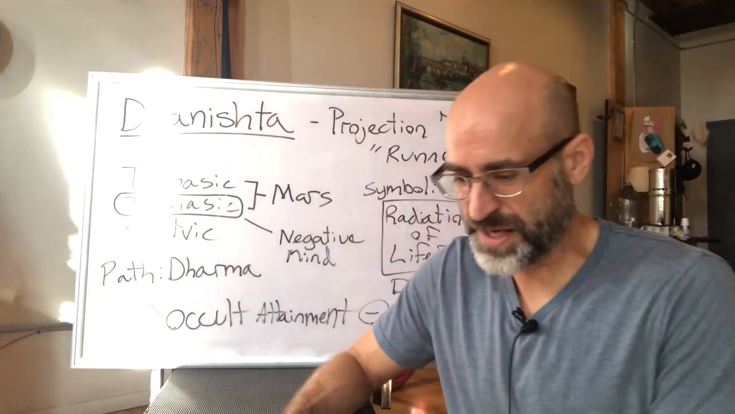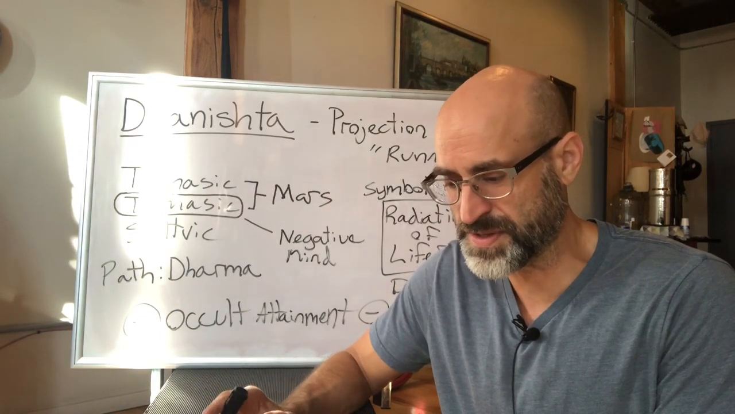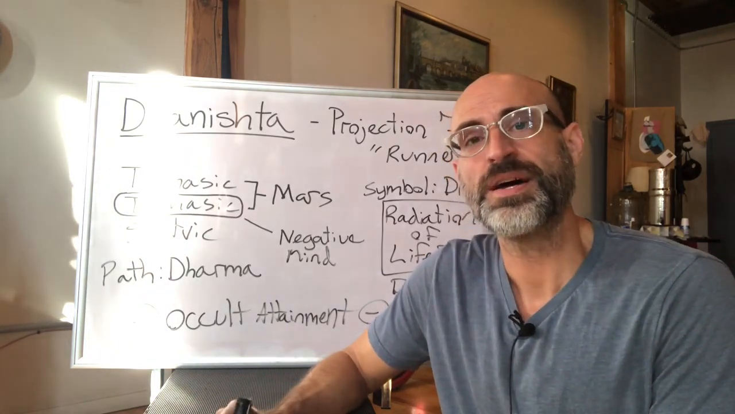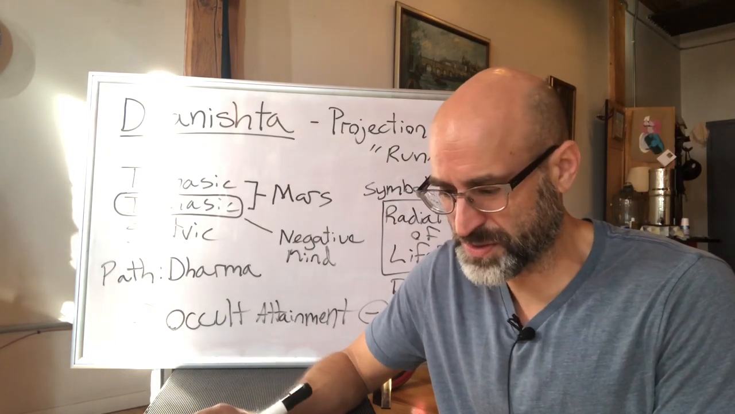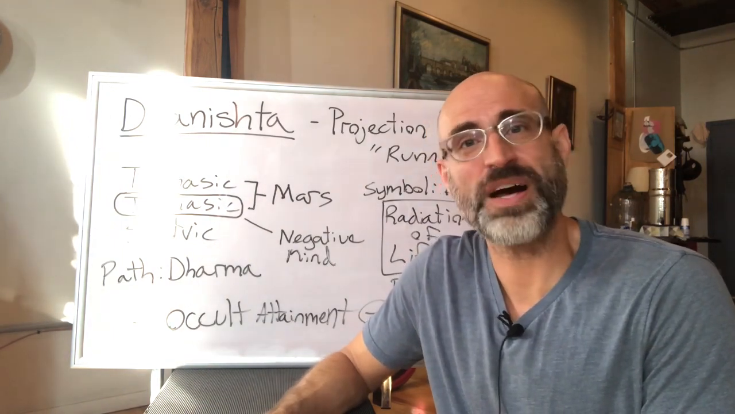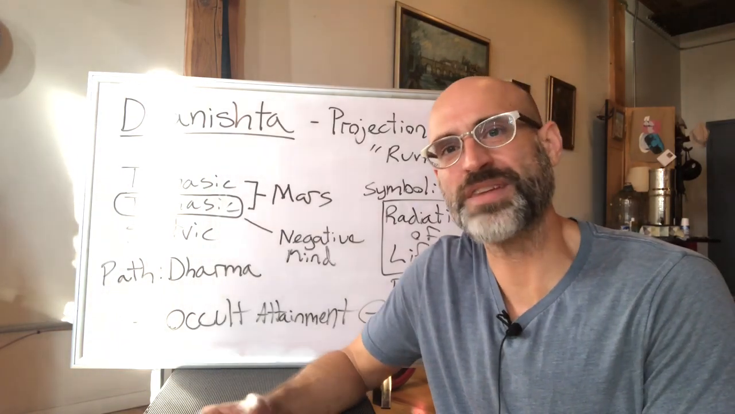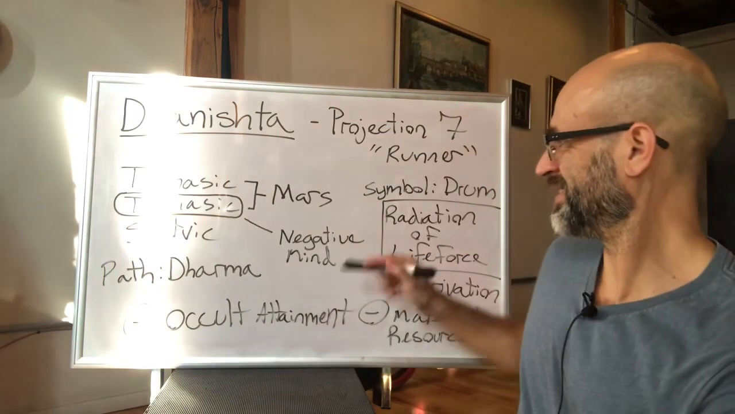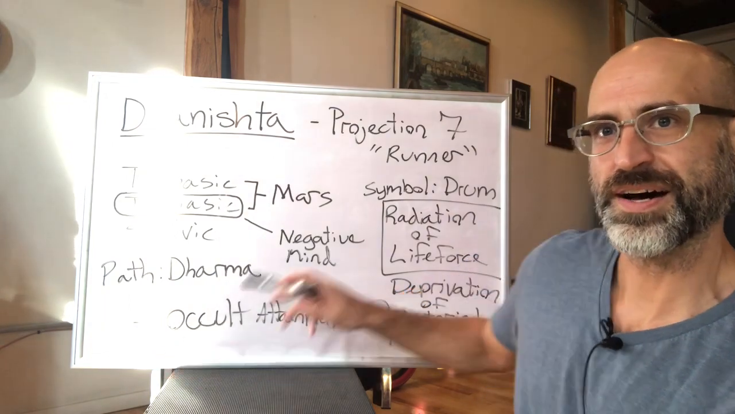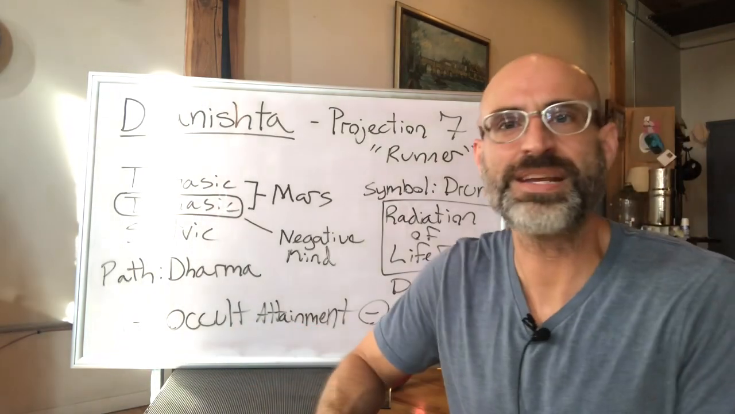So very radiant. And the gods associated with this, and I have to admit I don't entirely understand the gods associated with this, there are 8 of them, and they're all called generically the Vasus, V-A-S-U-S. How these are described is that they are the gods of light, or the personification of cosmic energy. So the gods of light is the highest expression of Dhanishta. The positive expression of Dhanishta, outside of the radiation of life force, is this occult attainment.